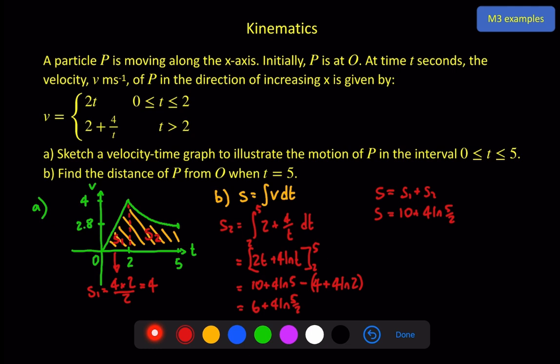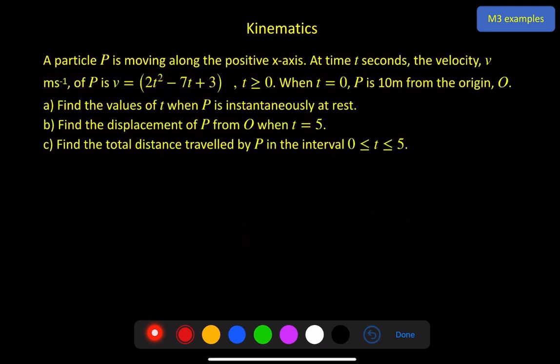Final example. A particle P is moving along the positive x-axis again. At time t seconds, the velocity is this. When t is equal to 0, P is not at the origin, but 10 meters from the origin. Find the values of t when P is instantaneously at rest.